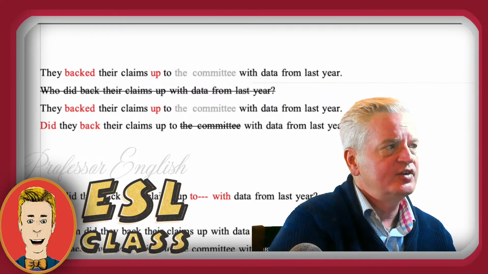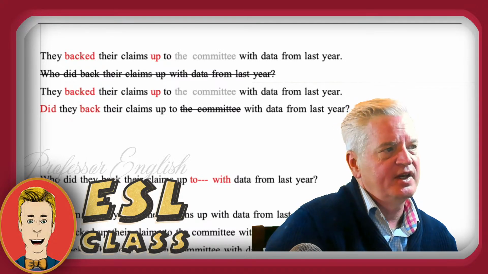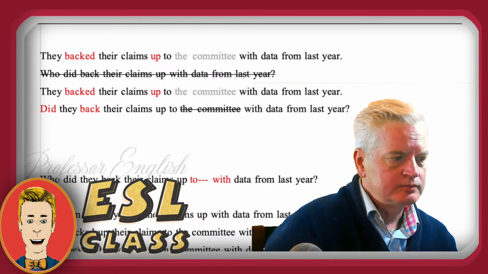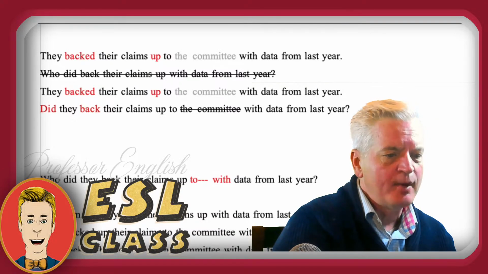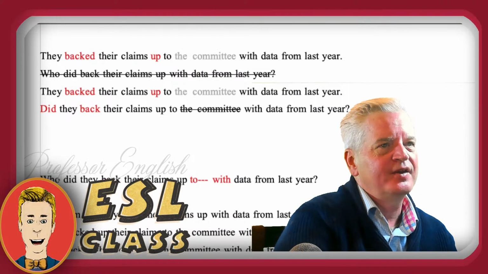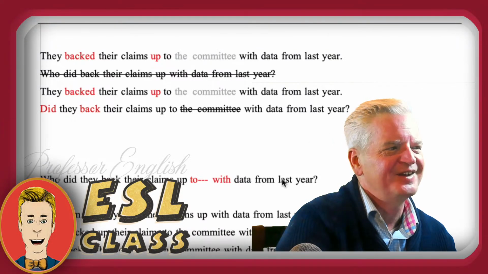How do you make a yes-no question with "they backed their claims up to the committee with data from last year"? Did they back up? Or did they back their claims up? Did they back their claims up? Did they back their claims up to the committee with data from last year?